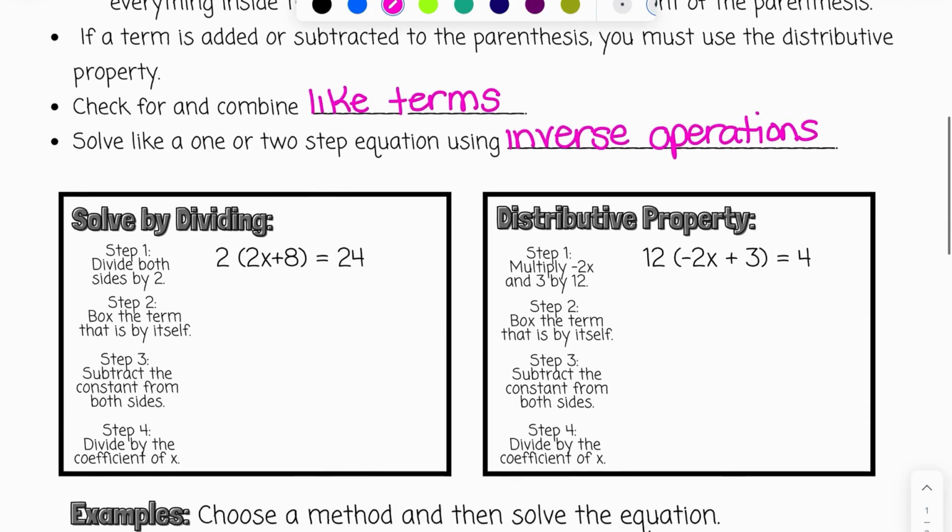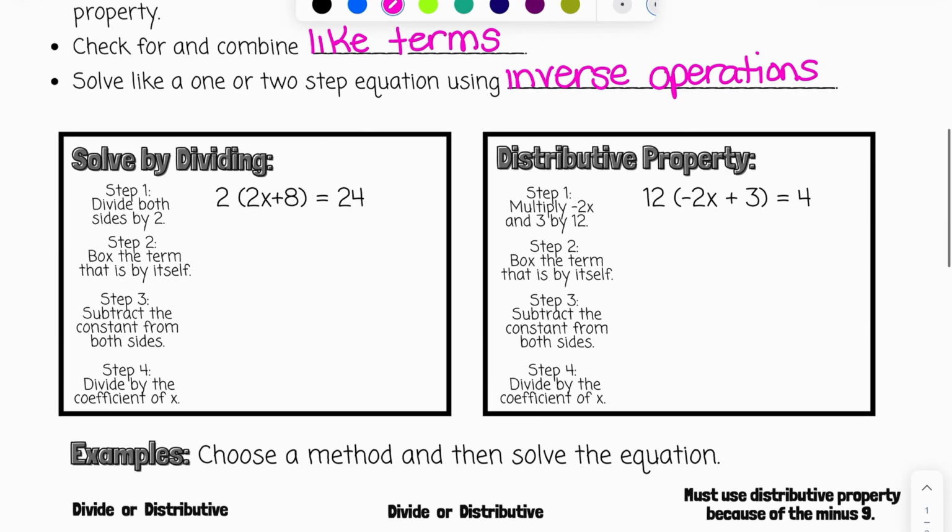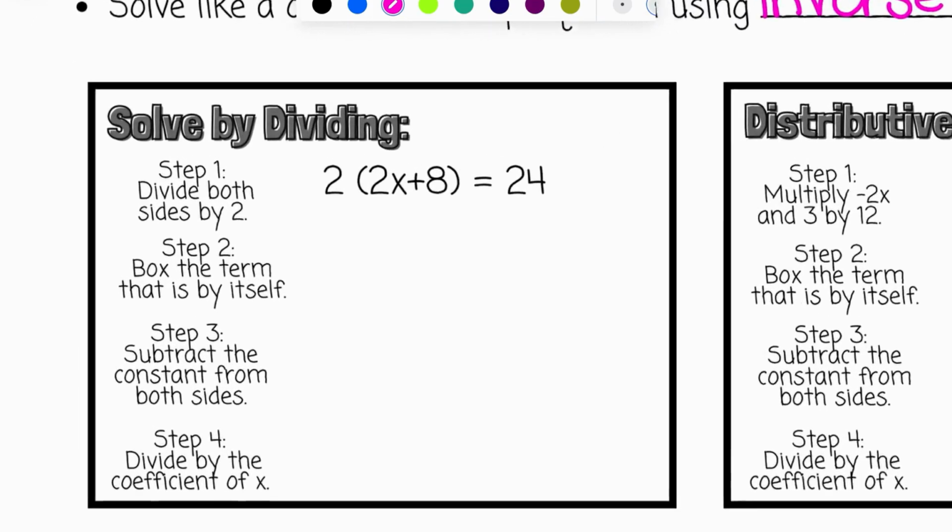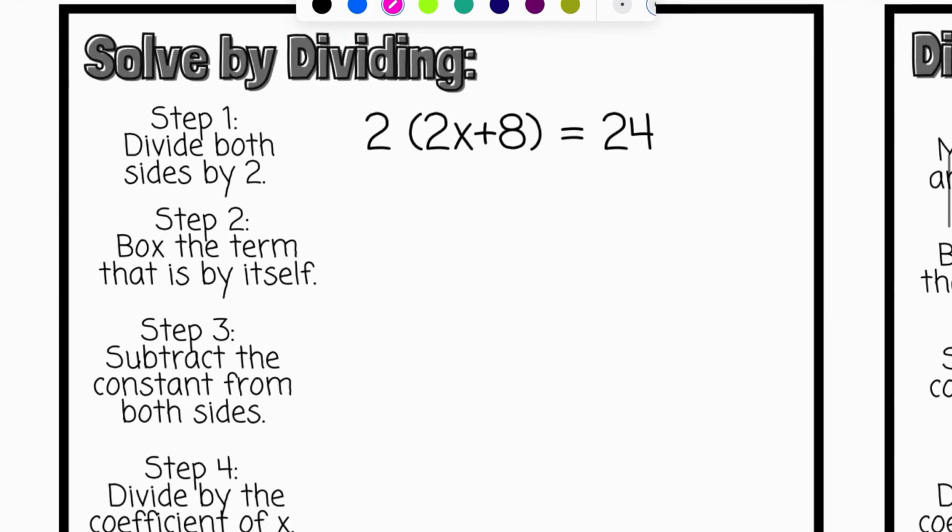All right, let's solve some examples. Let's do them each way. Let's start with the dividing way. Here's our first example. We have 2 on the outside, that's being multiplied by the expression 2x plus 8 equals 24. So we can solve this by dividing both sides of the equation by 2.